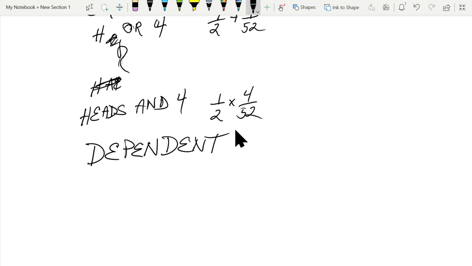The chance of the first one is 4 out of 52. What's the chance of the second one? 3 out of 51. So that is not independent. It is a dependent event. The chance that this happens affects the chance that this happens. And they always do this.